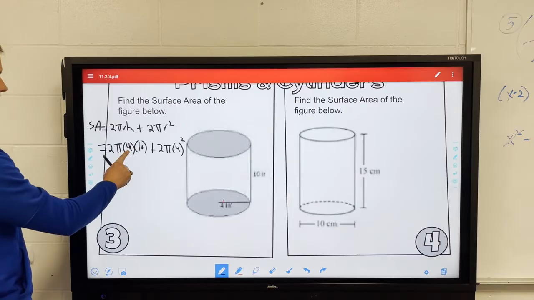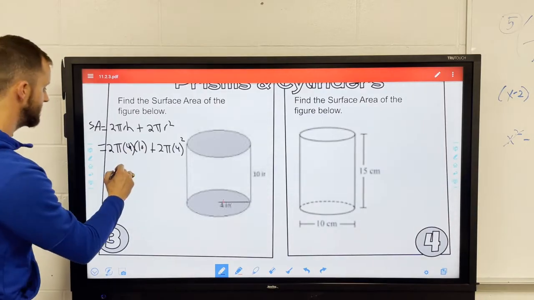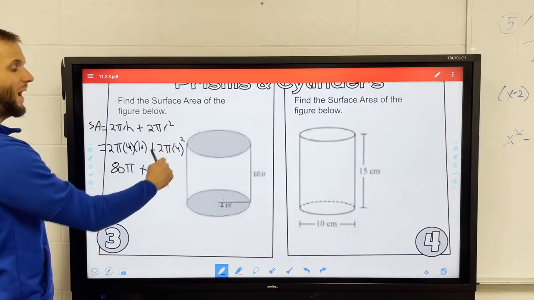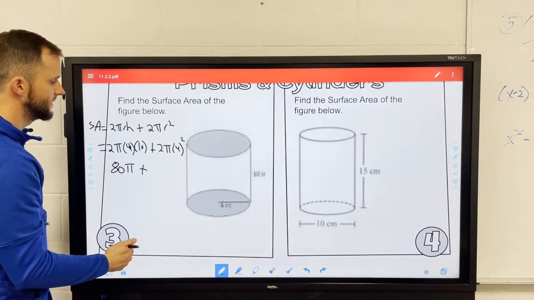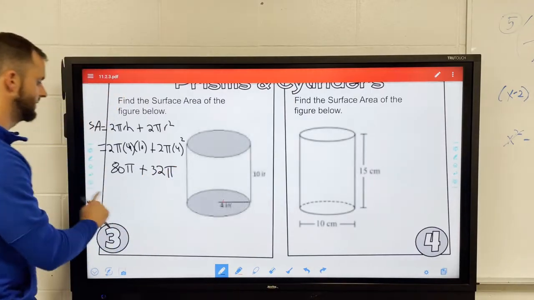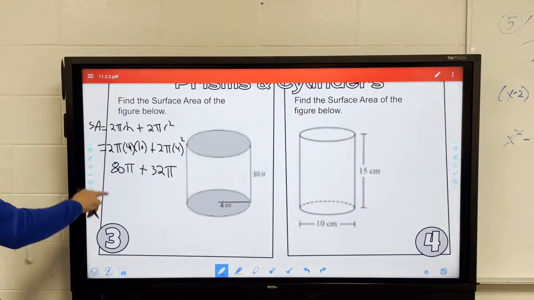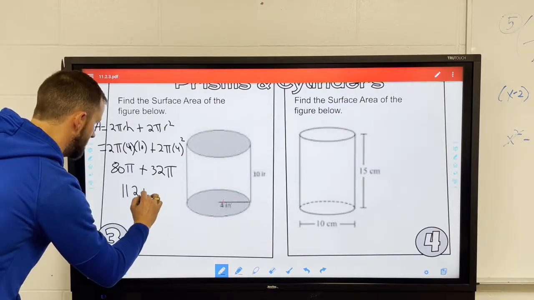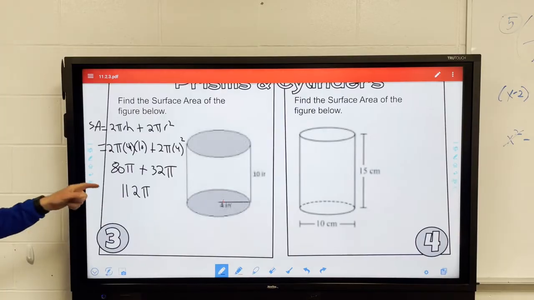So 2 times 4 is 8, times 10 is going to be 80, so that's going to give me 80 pi, plus 4 squared is going to give me 16. 16 times 2 is going to end up giving me 32 pi. And then look, I can just add those together. So 80 plus 32 is going to end up giving me 112 pi. So that would be my answer in terms of pi.